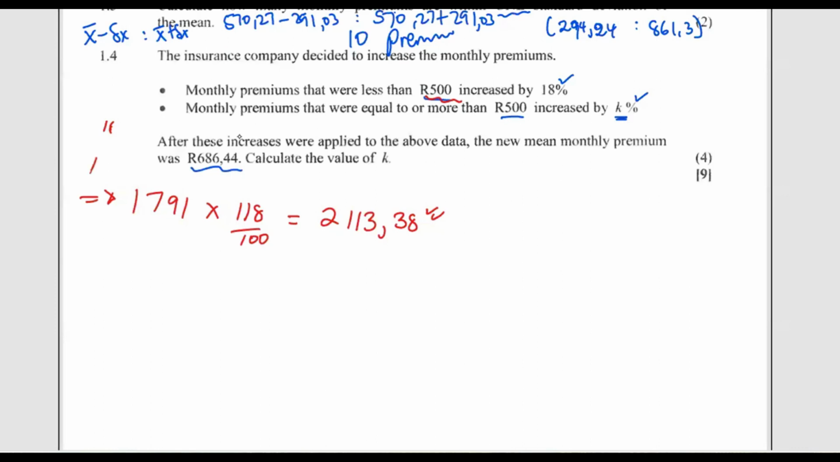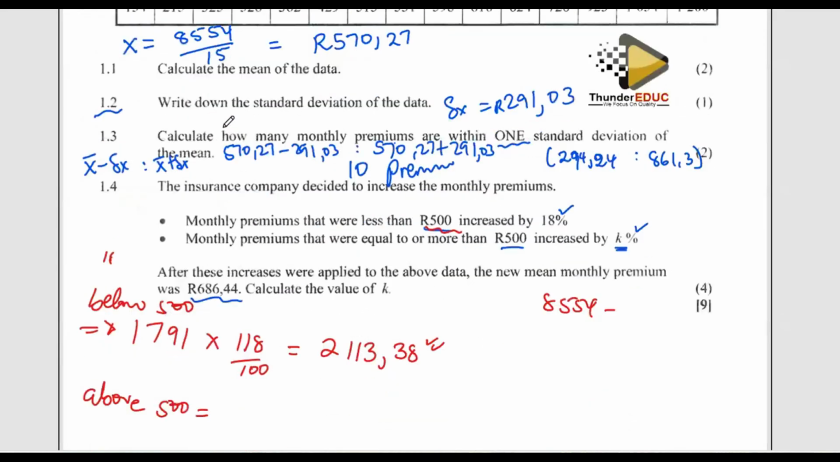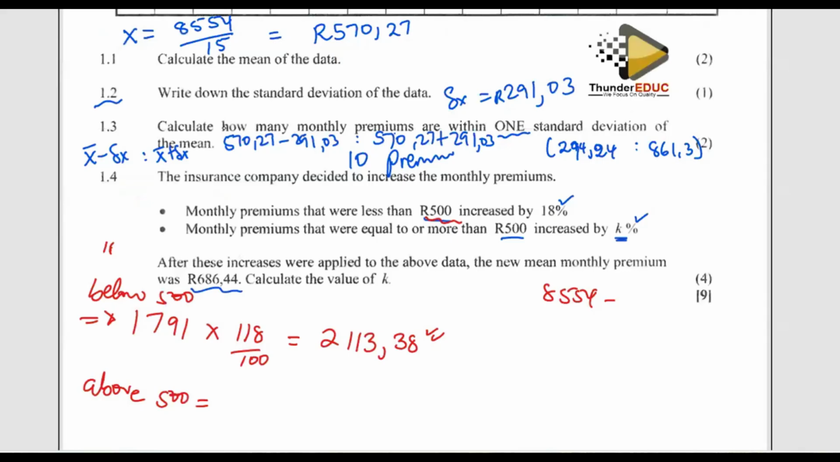Then for the amounts above 500, I can just subtract from the total we had, 8554, the total of the amounts below 500. I could add up the individual amounts, but that would be suicidal, so let me rather subtract: 8554 minus 1791 gives me 6763.